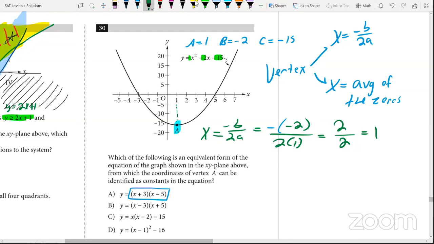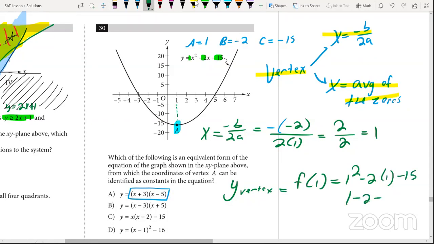But then to find the y value of the vertex, you're going to plug that back into the function. So we take the number we just found and plug it in. So f of 1. And f of 1 is 1 squared minus 2 times 1 minus 15. So 1 minus 2 minus 15 is -16. And that's the y value of our vertex.